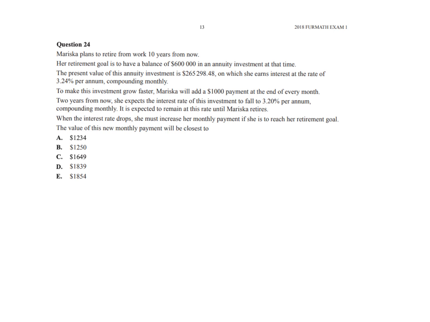Right. So Mariska plans to retire from work 10 years from now. Her retirement goal is to have a balance of 600,000. So what they told you there, they told you an FV at the 10-year mark. Yeah? So at 10 years, what we want it to be. And the present value of the annuity investment is this. So this is pretty much telling us our PV, and we know when it's an investment, that's a negative. And she earns an interest rate of 3.24. So there's the I, and compounding monthly, PPY equals 12.